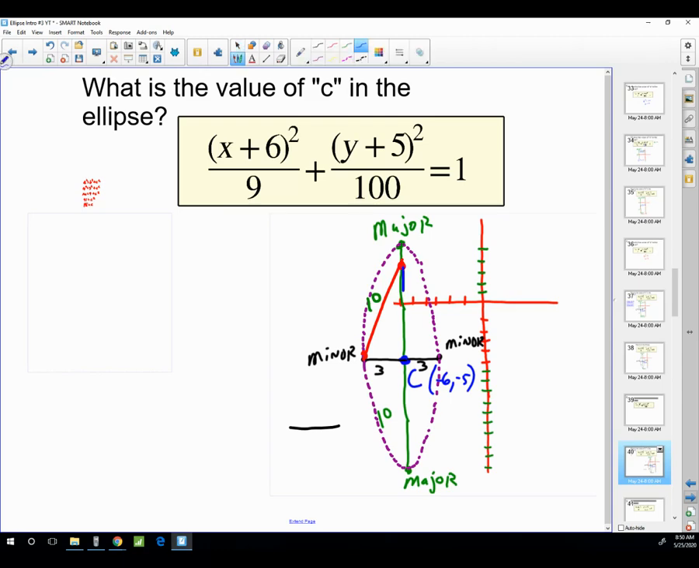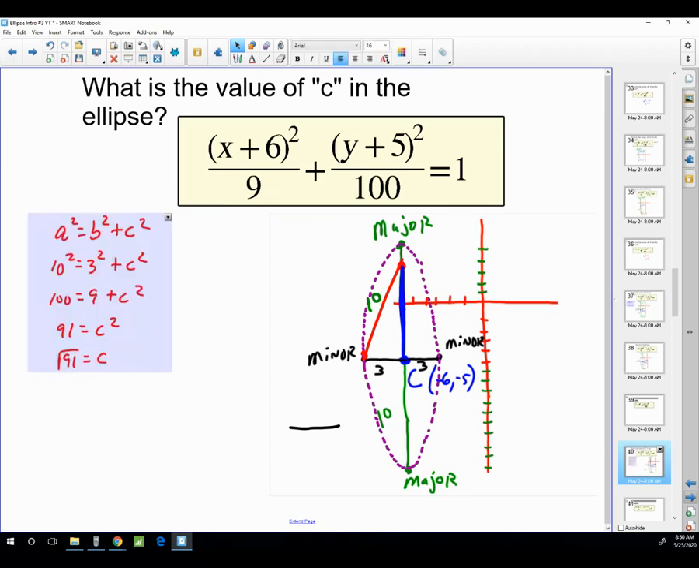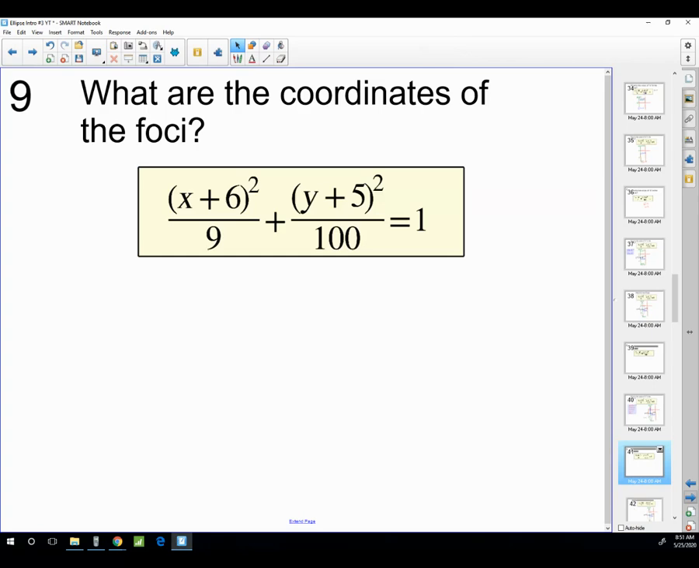And then we can figure out that distance right there, the c value, by the Pythagorean theorem. And you should know that it's √91. You can come up with that. And then we would ask, well, what are the coordinates of the foci? Well, the coordinates are going to be irrational numbers. You can deal with that. See if you can write that down.